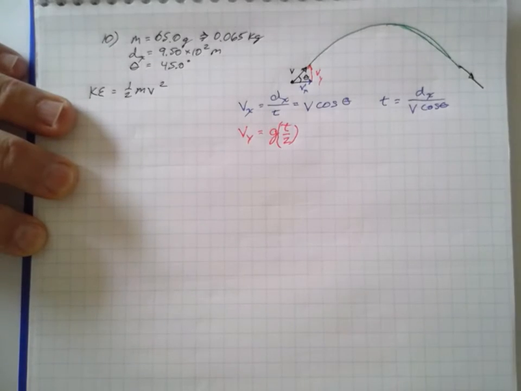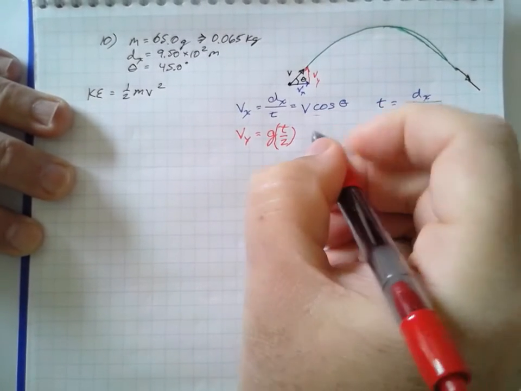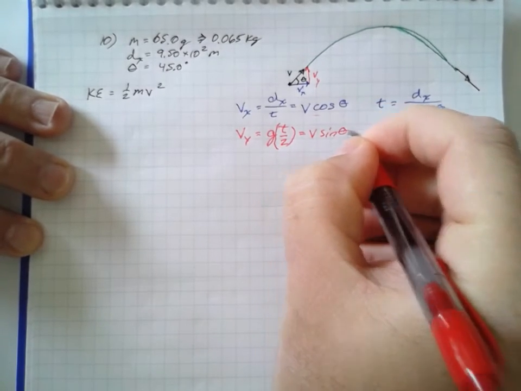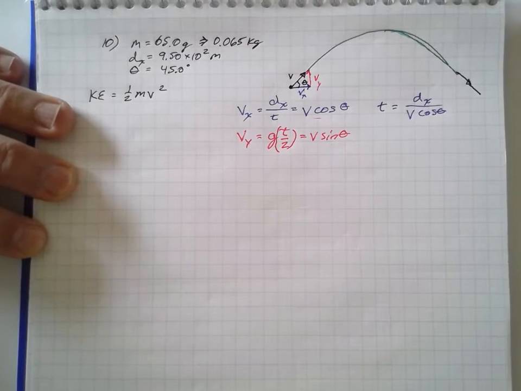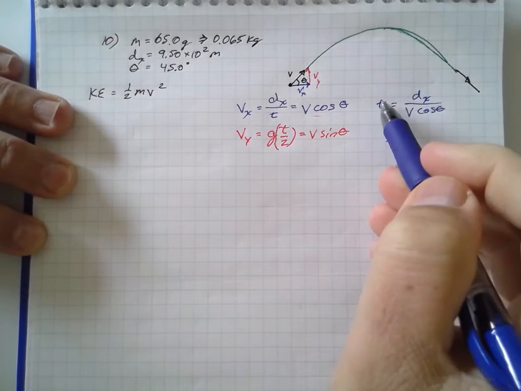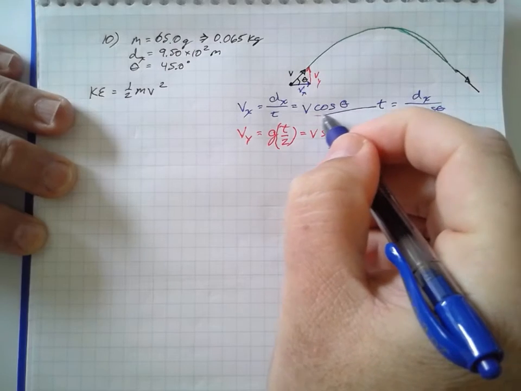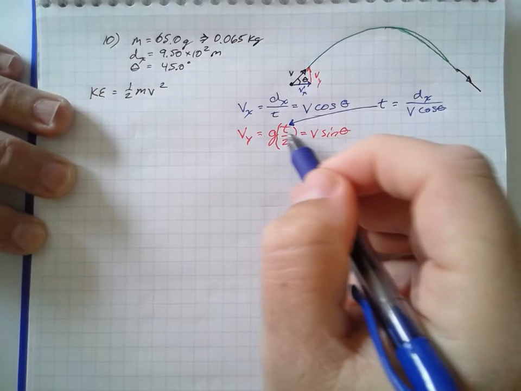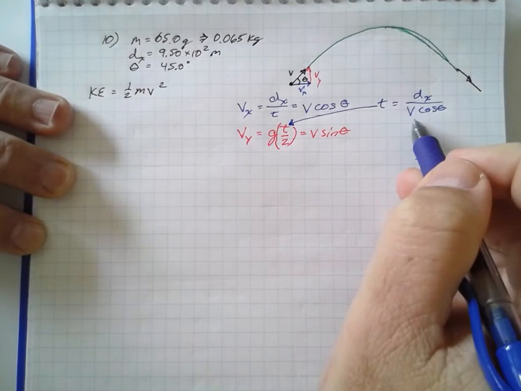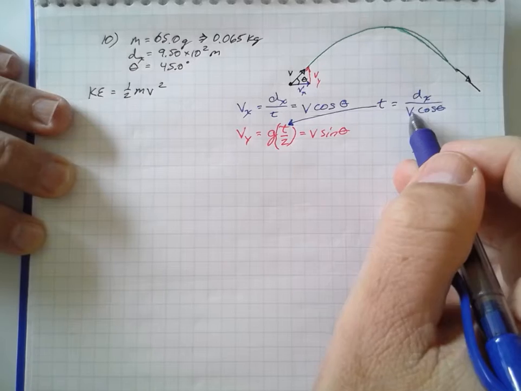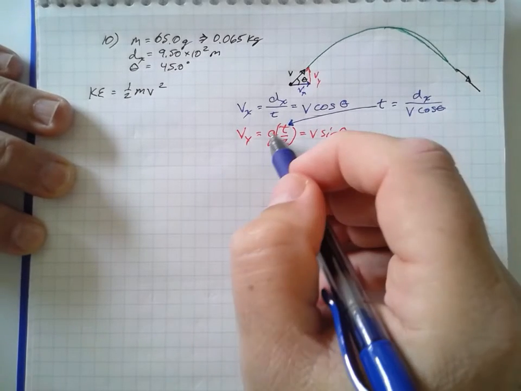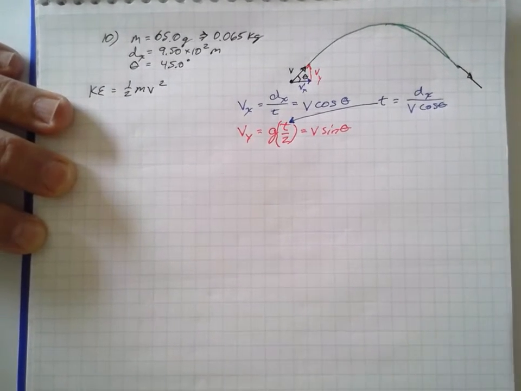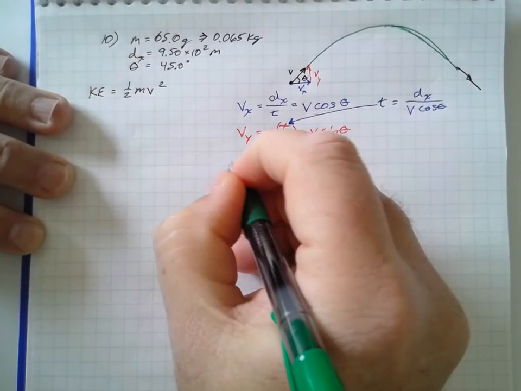I forgot to mention here, same thing that we did in this area, is that this guy here is going to be equal to v sine theta. So I'm going to take my t, since I solved for t here, and plug this t into this t here. When I do that, the 2 stays in the bottom, which goes with these guys in the bottom. The dx stays in the top, which goes with the g. So what I end up with here is a new equation that's going to look like this.